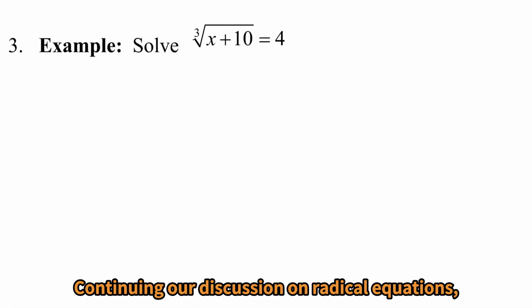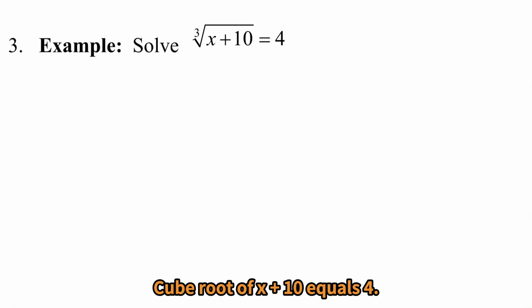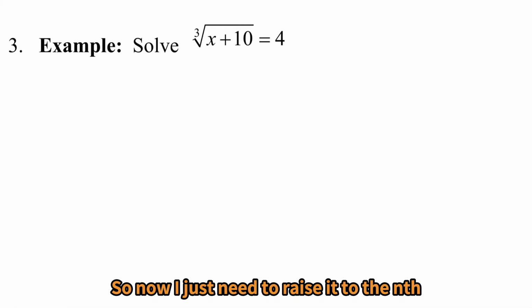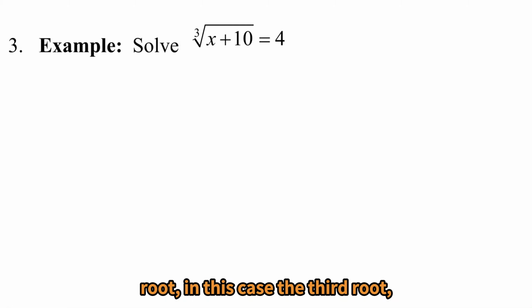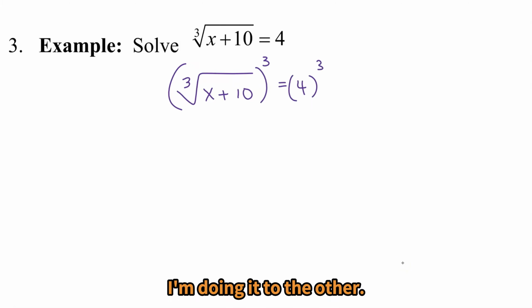Continuing our discussion on radical equations, let's take a look at a cube root equation. The cube root of x plus 10 equals 4. I already have the radical isolated, so now I just need to raise it to the nth root, in this case the third root, to get rid of that cube root. So whatever I do to one side, I'm doing to the other.